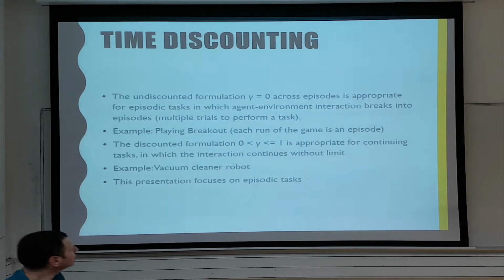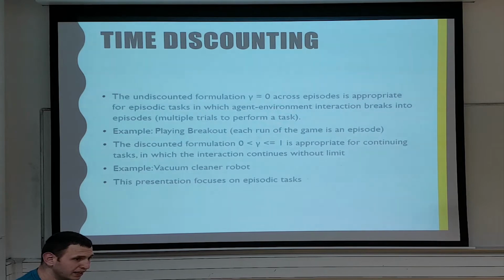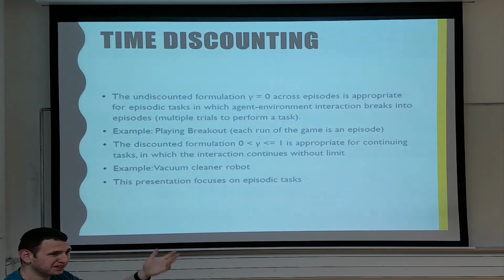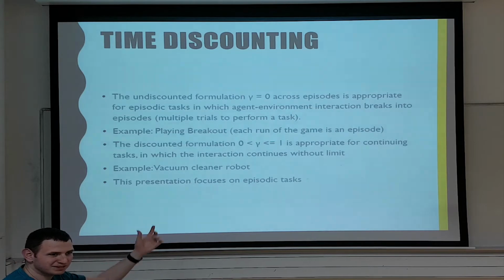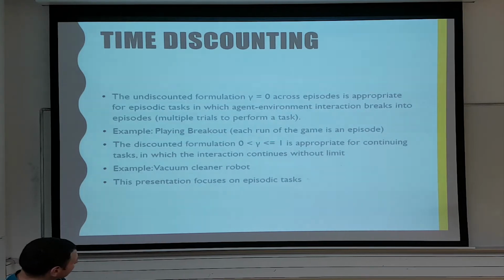Okay. So the discount factor is between 0 and 1. Okay, a value of 1 means we believe in our next actions and weigh them heavily. If we are not believing in our actions, our parameter will be as small as 0. Okay, so it's appropriate for continuing tasks in which the interaction continues without any limit. The example of this is a vacuum cleaner robot.